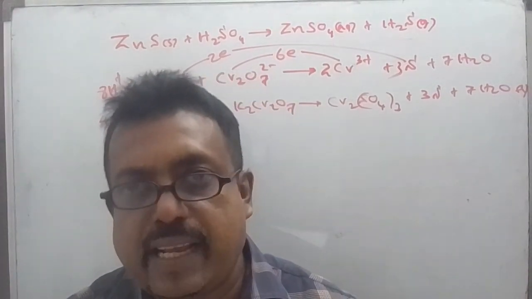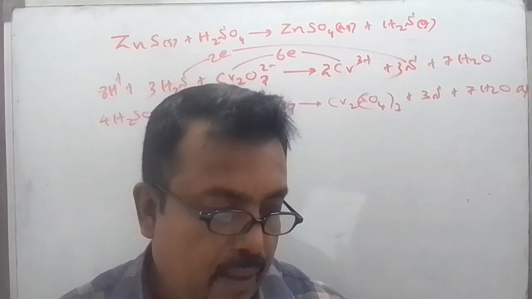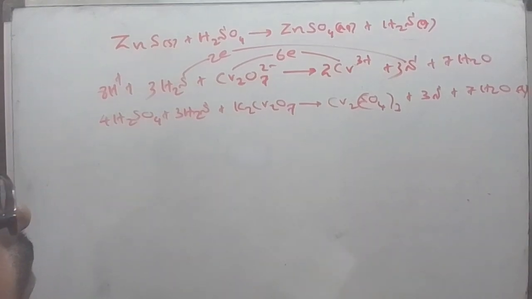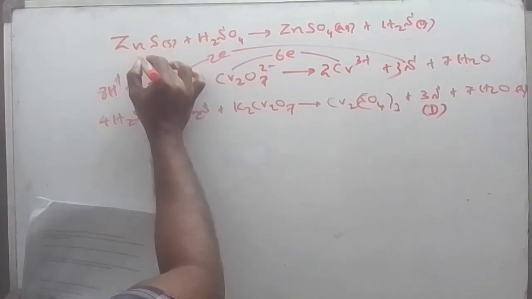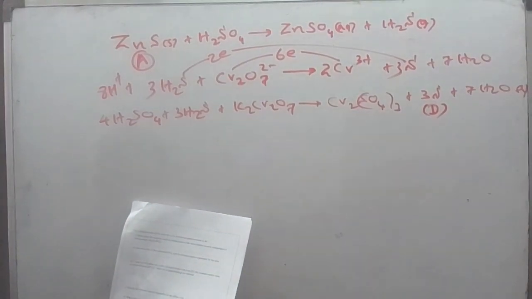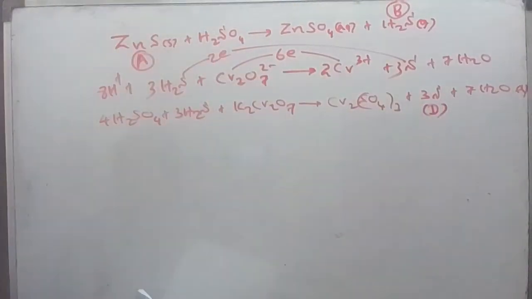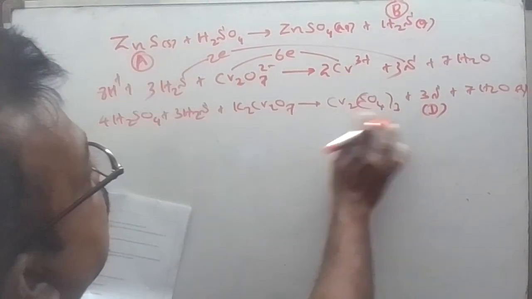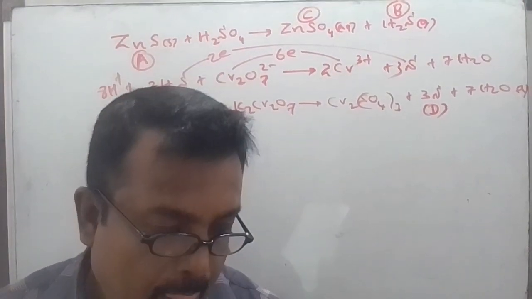Here we are writing balanced chemical reactions for the description in 7b, right? So this is D, this is A. Gas B is H2S, solution C is zinc sulfate. That is the thing.